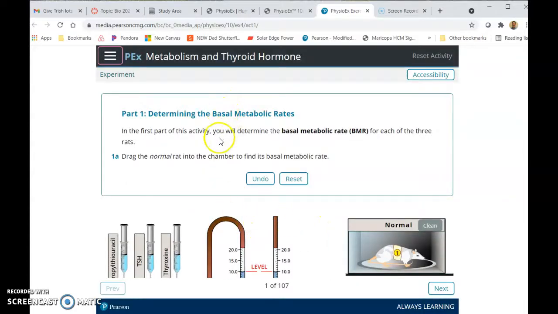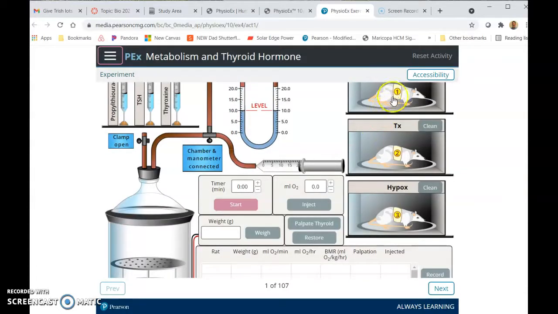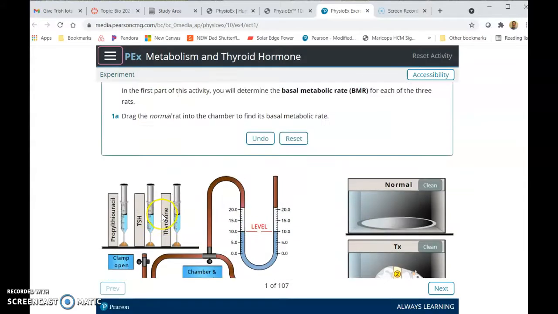And then basically just follow these directions. And again, this is in your lab manual in the back in the blue pages, and it's here. And so just very carefully, it says drag the normal rat into the chamber to find its basal metabolic rate. So we're taking the normal rat, we're sticking them in the chamber, and then just keep following the directions. If you don't answer the questions in here, it won't let you move forward. But if you answer the questions and read it carefully, you'll go on and do this lab. Okay. So that's the Physio EX lab.